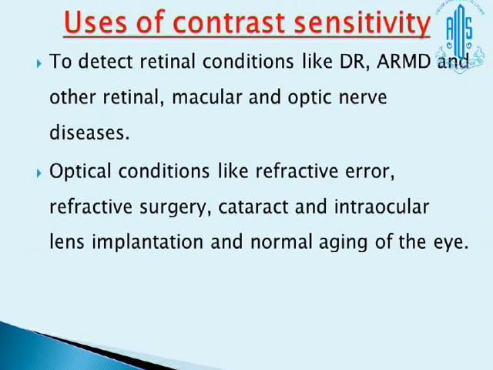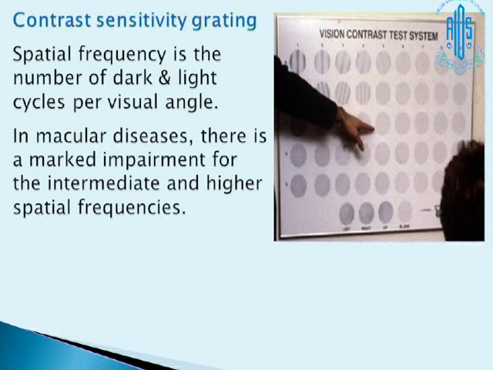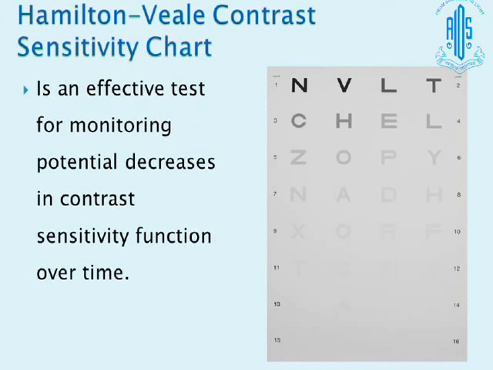What are the aims of uses of contrast sensitivity? It is to detect retinal conditions like diabetic retinopathy, age-related macular degeneration, and other retinal, macular, and optic nerve disease, and optical conditions like refractive errors and refractive surgery. Look at this grating, spatial frequency, the number of dark and light cycles per visual angle. In macular disease, there is a marked impairment for the intermediate and higher spatial frequency.